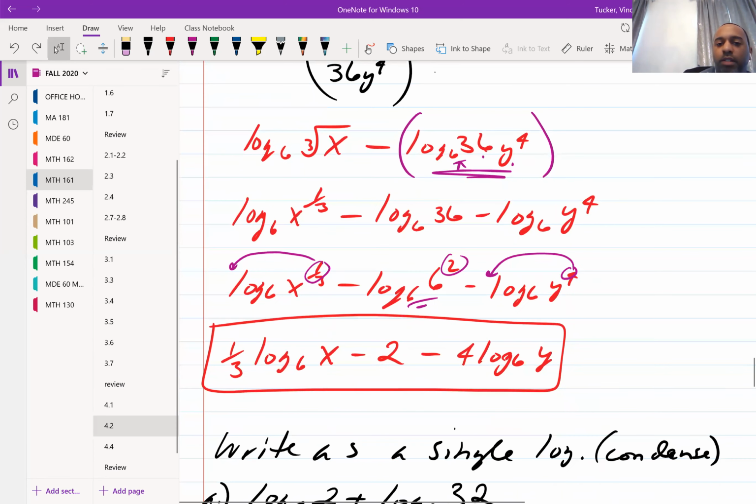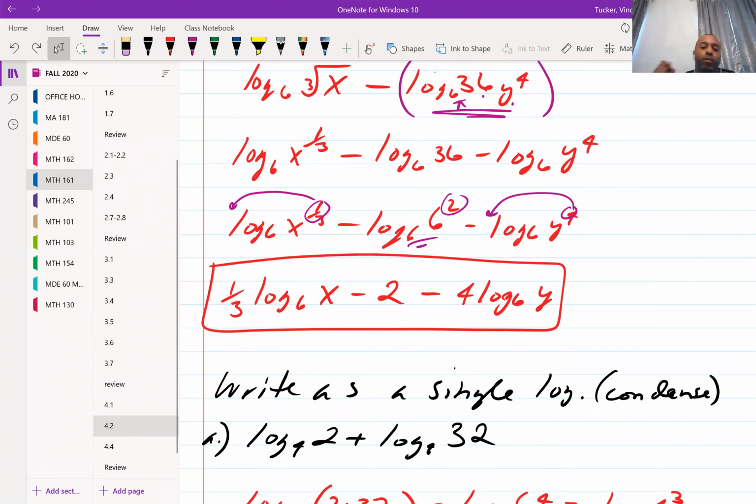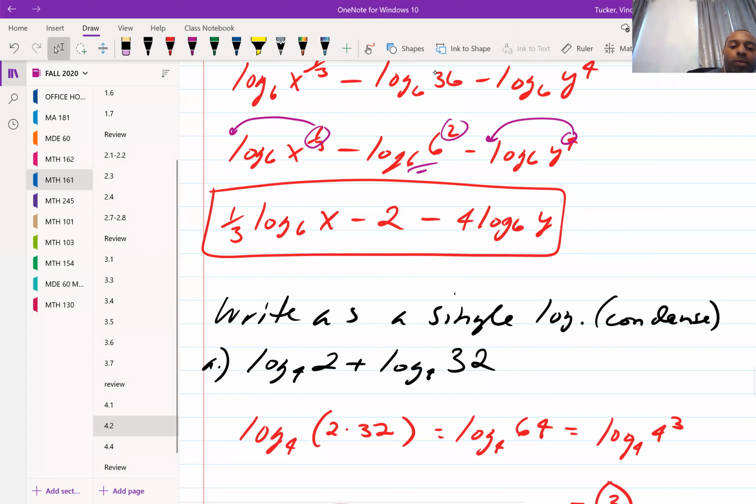All right, so next thing we want to do is condense it. Basically, we want to go back in the opposite direction. If you look at our first one here, log base 4 of 2 plus log base 4 of 32, we want to bring our logs together. So we'll be using the same relationships, but in reverse. Because I have addition of 2 logs, that means I will be multiplying what the logs are applied to. So log base 4 of 2 plus log base 4 of 32 will be log base 4 of 2 times 32.